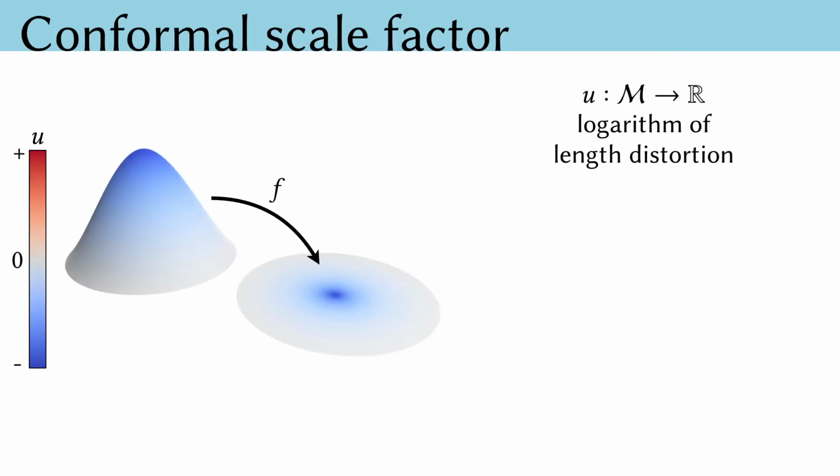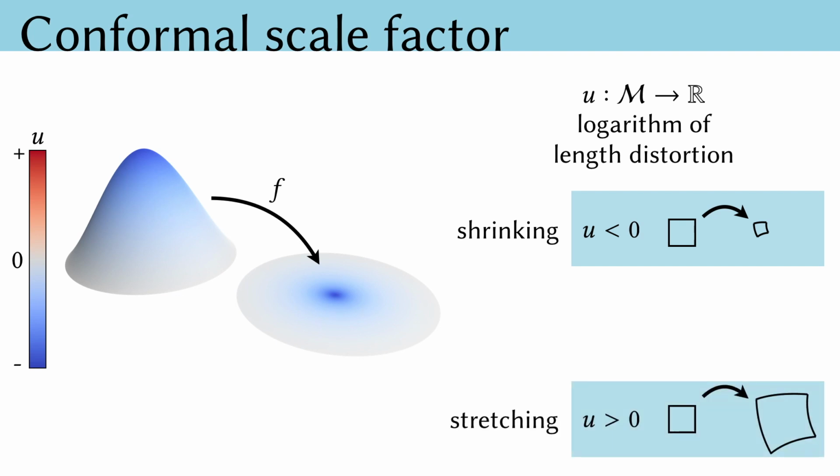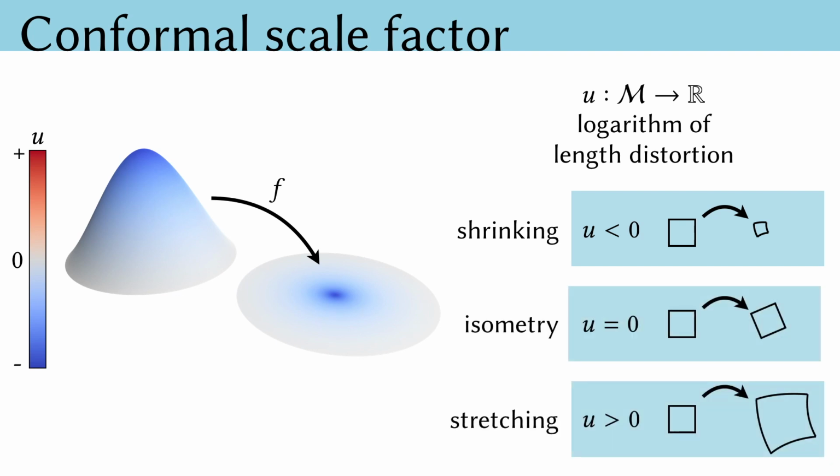The defining property of these conformal maps is that they preserve angle exactly, and so all distortion is in the form of a distortion of lengths. We can then quantify the distortion of lengths as a scalar function on the surface, which we'll denote by u. u gives the logarithm of the scaling of length by the parameterization. When u is negative, that means that lengths are shrinking. When u is positive, that means that they're stretching. And when u is 0, lengths are exactly preserved, which is what we want.